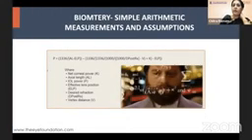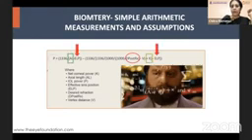When we talk of biometry, it apparently looks to be a simple arithmetic, but we need to understand that there are a lot of measurements and assumptions which happen here. When we talk of an IOL power calculation, the values which need to be incorporated are the axial length, the keratometry, and the effective lens position. Of course, the post-op refraction, but the one place where we are near perfect is the axial length measurement. But we are flummoxed with the assumptions which are made with the effective lens position and the K value.